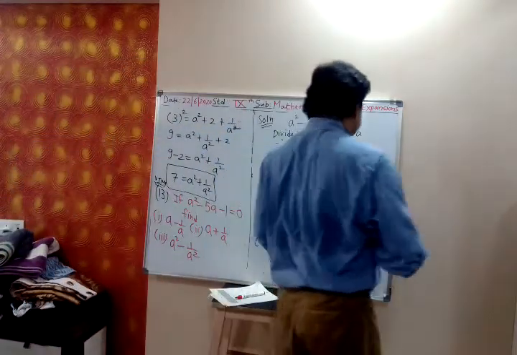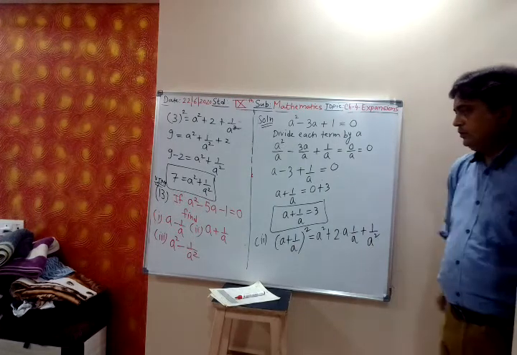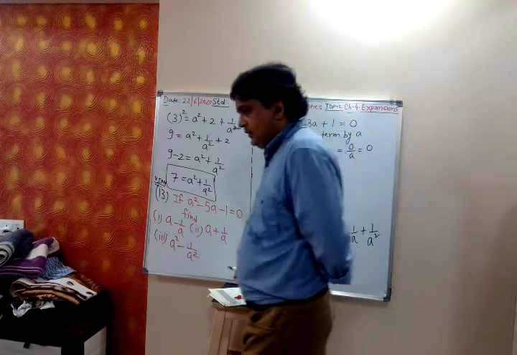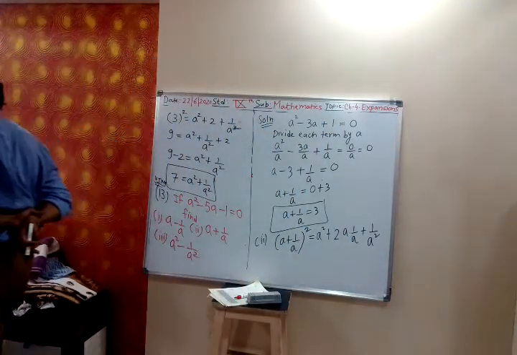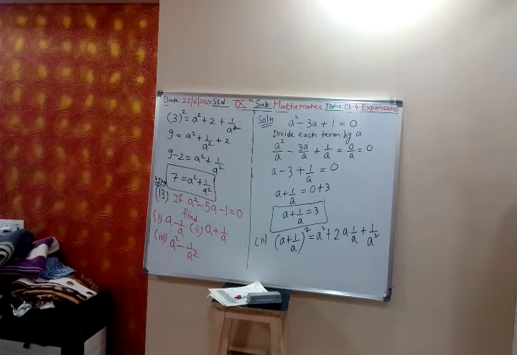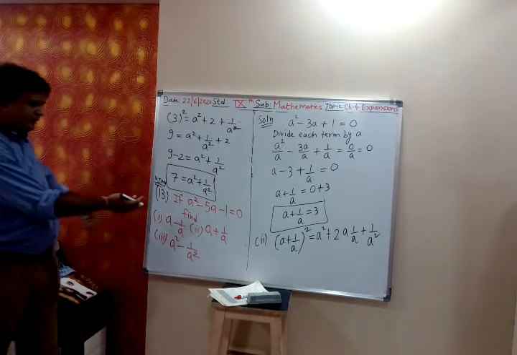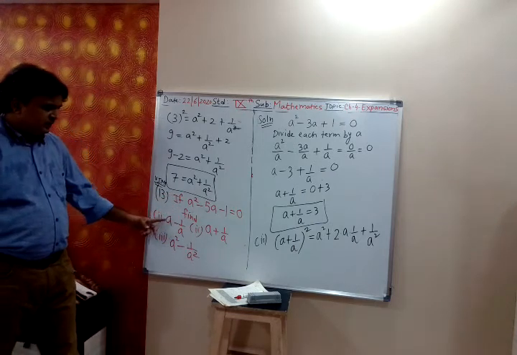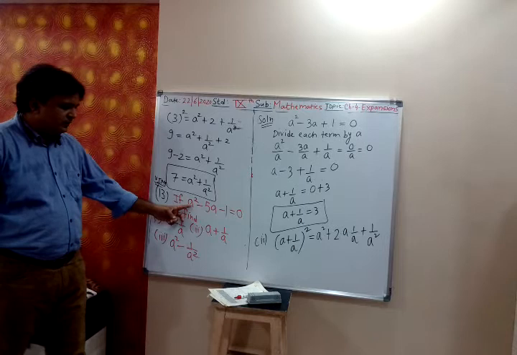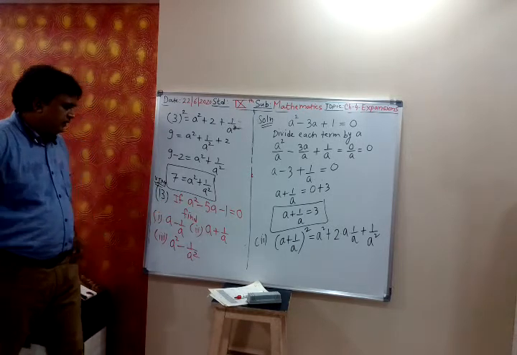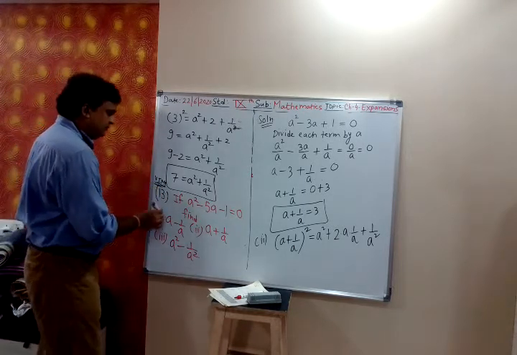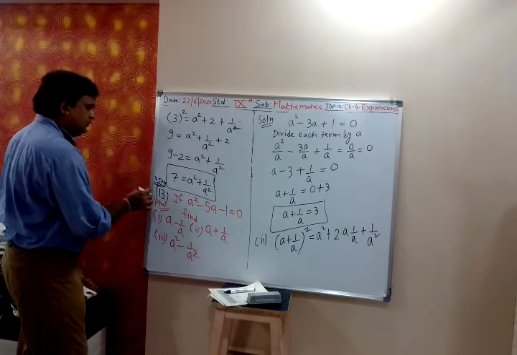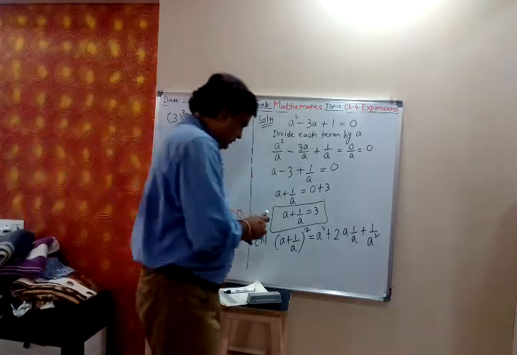Now 13. Same way you will do. Do it fast. Start solving. We do not have 2-3 minutes. Okay, this I am going to give as homework. Same way you will do. Divide each by a. So this is homework. Try to solve this.